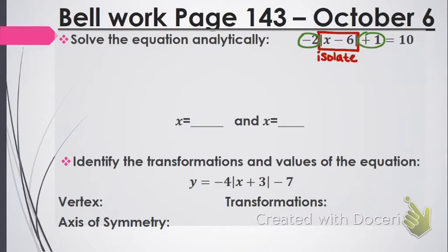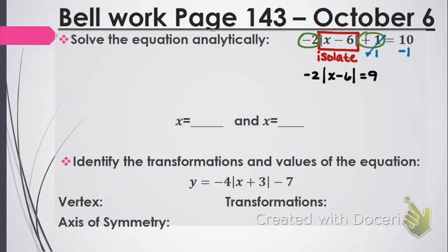Is there any addition or subtraction? Because that's where I would start. -1 on both sides, -1 to make it cancel. So -1, -1. Cancels out there. So I have -2 times the absolute value of x minus 6 is equal to 9.